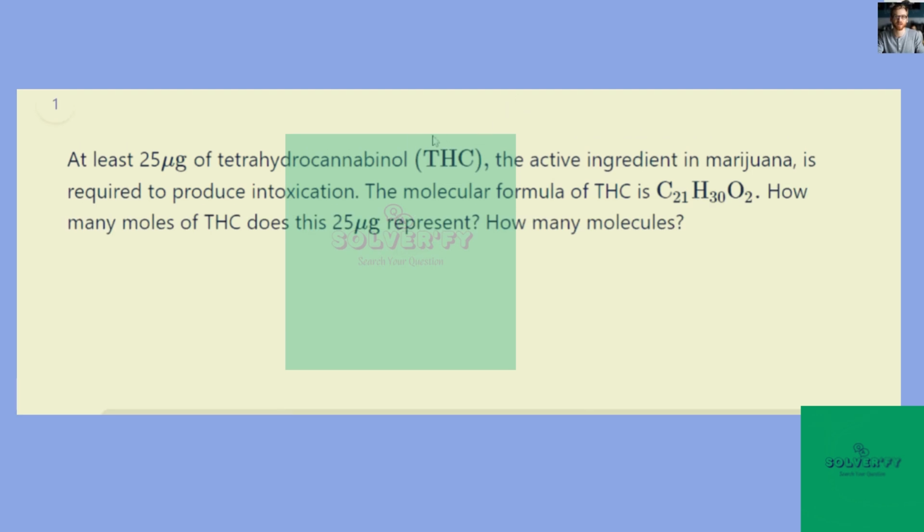So in this problem, we are given that we have 25 microgram of tetrahydrocannabinol or THC, which is an active ingredient in marijuana, and this is required to produce intoxication. So this is the mass of THC which is required to produce intoxication, and the molecular formula of THC is given as C21H30O2.